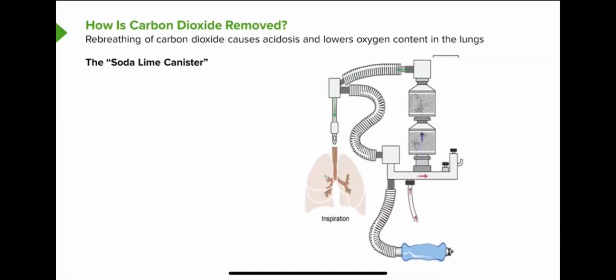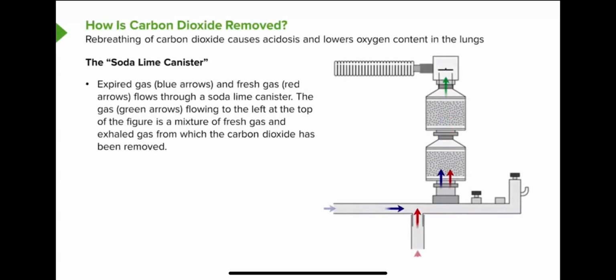So the soda lime canister, as I mentioned, scrubs the carbon dioxide out of the expired gas. The expired gas on this slide is blue, and the fresh gas flow is red. That fresh gas flow will consist of new vapor and oxygen and perhaps some air. The expired gas will consist of unused vapor, some unused oxygen, and carbon dioxide. All the gases go through the soda lime canisters, the carbon dioxide is removed, and everything else goes back to the patient.